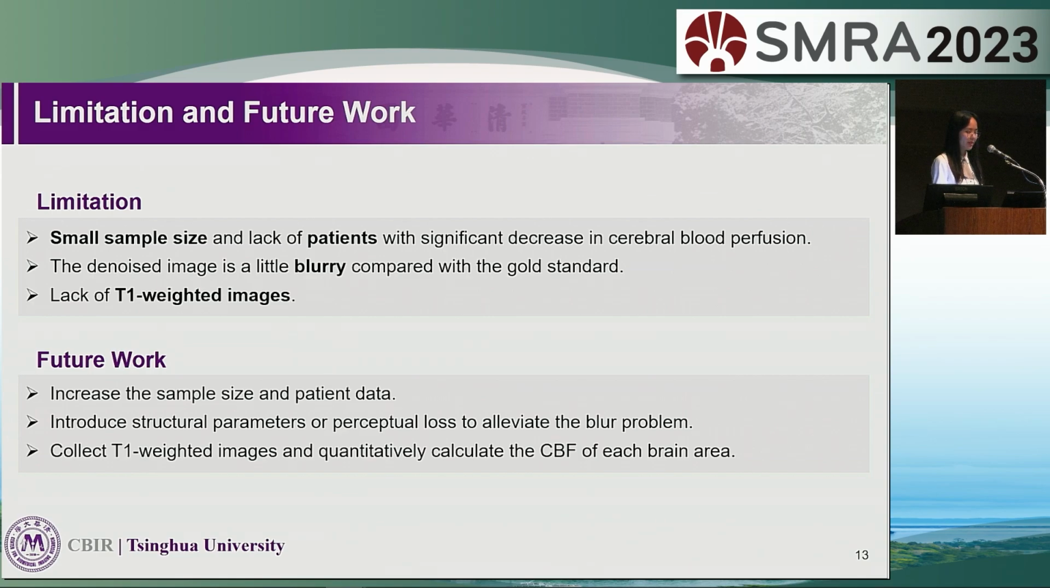Additionally, we observed slight blurriness in the denoised images compared to the gold standard. To address this, we plan to introduce structural parameters, increasing the use of perceptual loss to improve image clarity. Furthermore, we will use T1 weighted images for quantitative calculation of cerebral blood flow in each brain region.